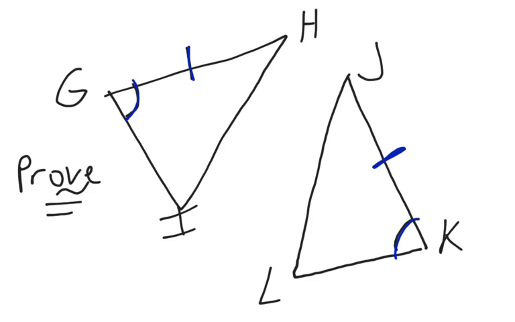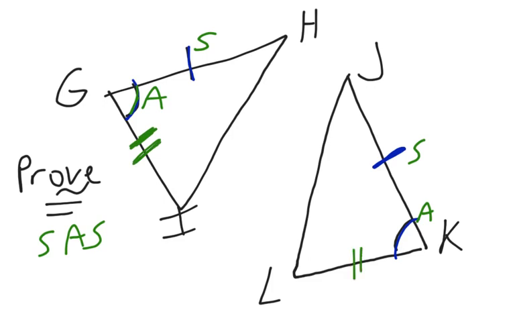Correction, all we have for this triangle is side angle. So we're missing a third component. Same thing here, side and then the angle. So what if we needed to do side angle side? What would we need? Well, the angle needs to be in between for side angle side. So we would need GI needs to be congruent to LK. And that would give us side angle side.